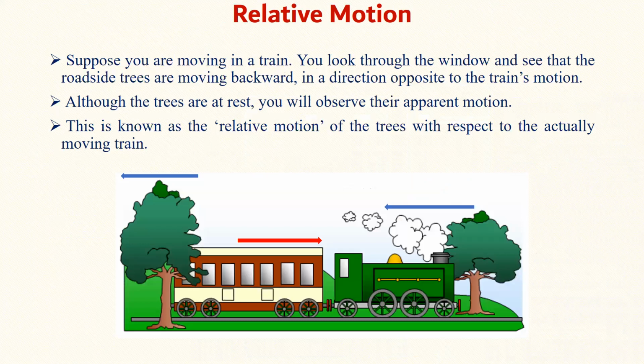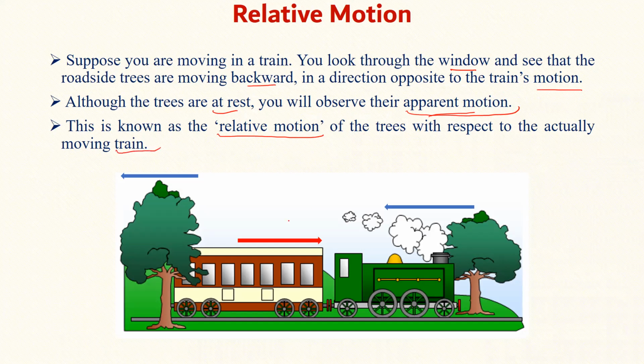Okay, so now there is another interesting concept, which is known as relative motion. Suppose you are moving in a train, you look through the window and see that the roadside trees are moving backward in a direction opposite to the train's motion. Although the trees are at rest, you will observe their apparent motion. What is this thing? I'm going to discuss in a while. This apparent motion is also known as relative motion of the trees with respect to the actually moving train.